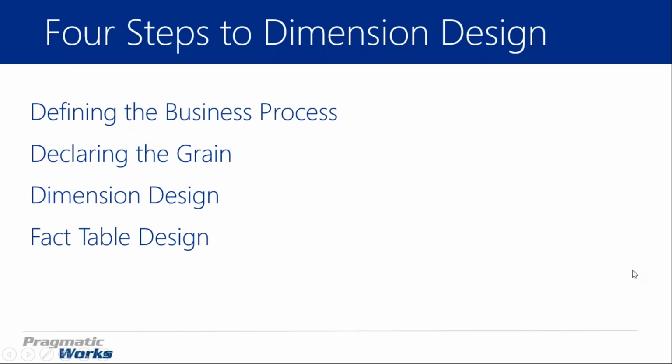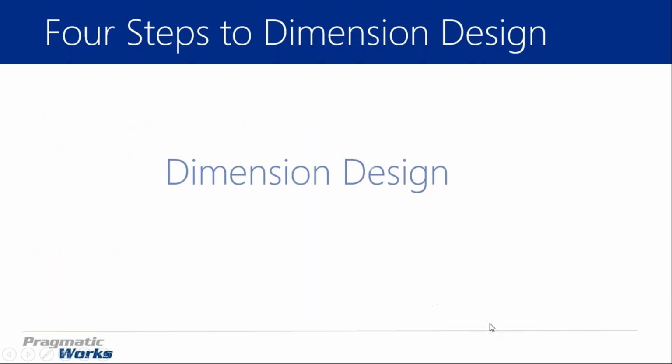The fundamental four steps to dimension design are defining the business process, declaring the grain, dimension design, and then fact table design. Obviously in one hour we don't have time to review all of those, but we do in the new class that we just released. Today we're going to focus on dimension design specifically: how do we design those dimensions, what is the architecture of those dimensions, and so forth.